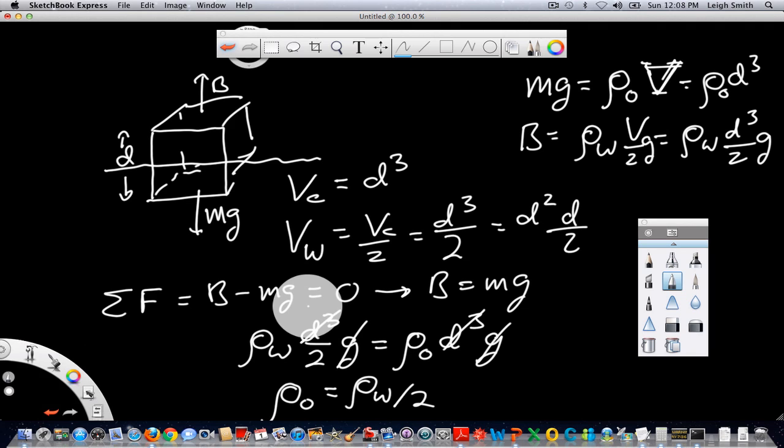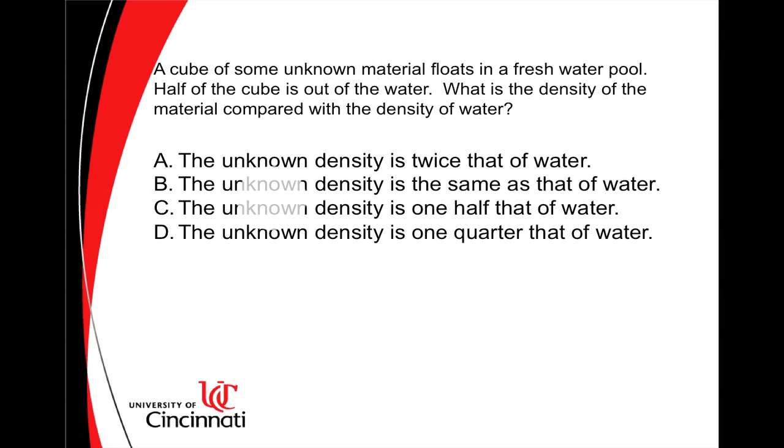And so if rho of water is 1,000 kilograms per meter cubed, then rho of the object is 500 kilograms per meter cubed. And so the unknown density is 1/2 that of water, which means that C is the appropriate answer.